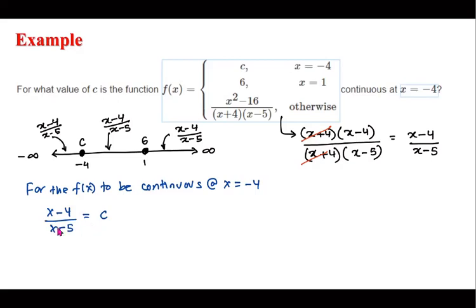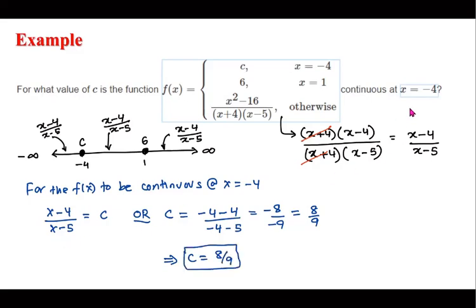That means we can plug in -4 here to find the value of c. So c is equal to -4 minus 4 over -4 minus 5, which is equal to -8 over -9. And when you divide negative by negative, it's positive. So that becomes 8 over 9. So the value of c is equal to 8 over 9. So if the value of c is 8 over 9, the function is continuous at -4. That is the meaning of that.